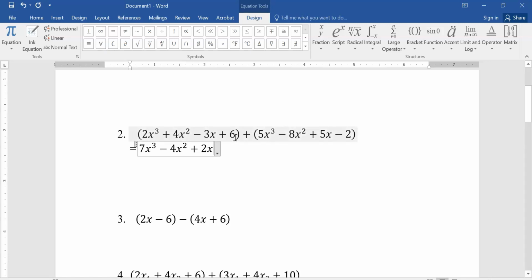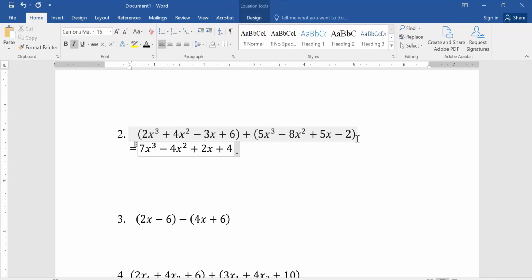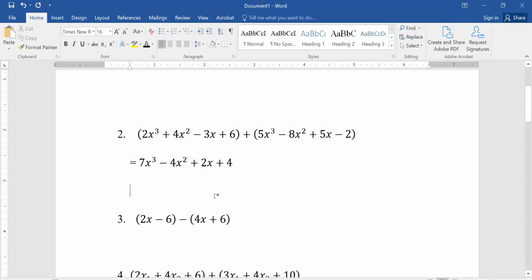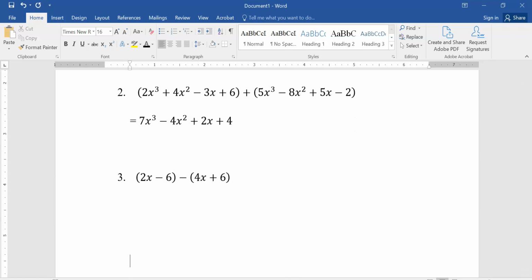And then you combine 6 and minus 2. When you combine that, you get a positive 4. So the polynomial that you get when you add these two other polynomials is 7x to the third minus 4x squared plus 2x plus 4. All right. So that's the overall idea about adding polynomials.